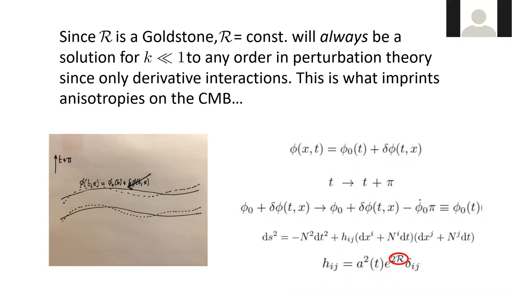The only doubt I had was that h_ij becomes a squared of t times an exponential of 2R, but it still has the delta_ij factor in it. So that still maintains the isotropy of the metric, right? Yeah, I mean, there's a part here that I suppressed, which is the graviton itself, right? I'm just talking about the longitudinal part.